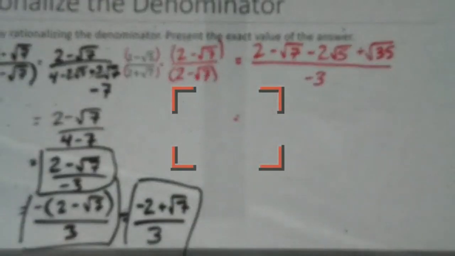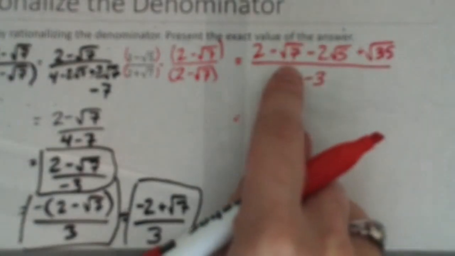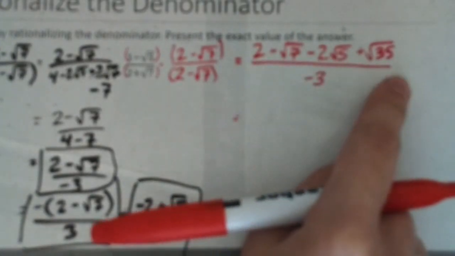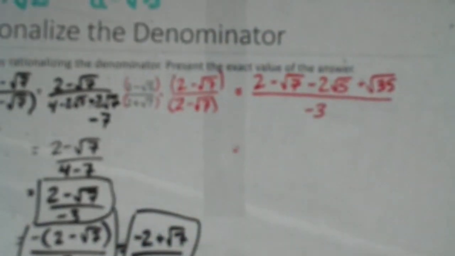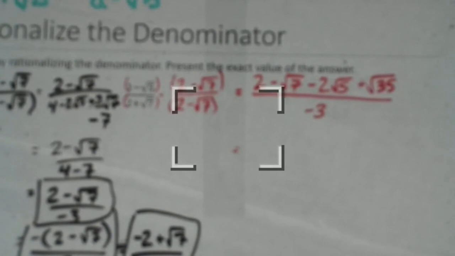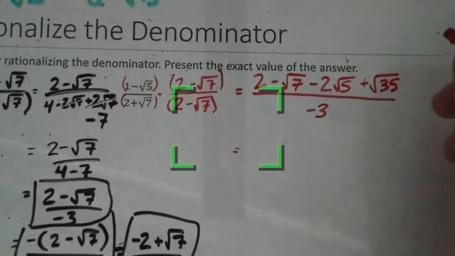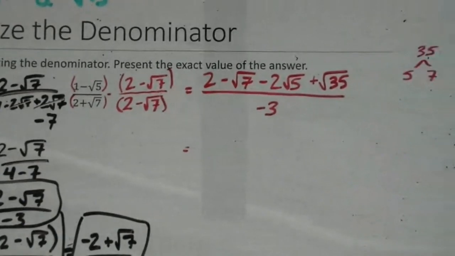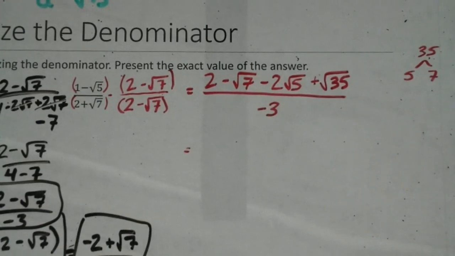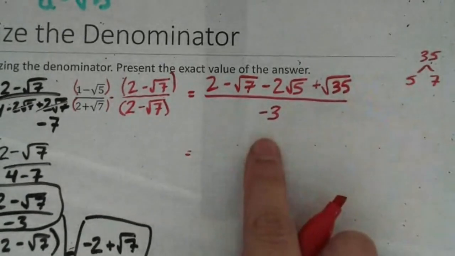It doesn't look like I have any like terms in my numerator. This one's a square root of 7, this one's a square root of 5, this one's a square root of 35. We should check to see if that square root of 35 simplifies at all though, because if it does, then it might be able to combine with one of our other terms. The problem with that is 35 is just 5 times 7. Nothing pairs up to come out of the radical. So it doesn't simplify. This is it. We can't do anything with that.